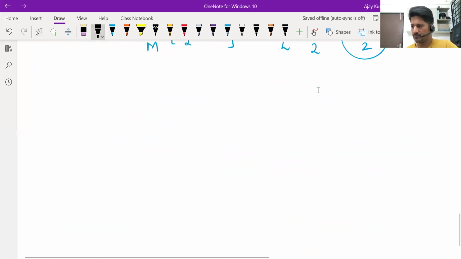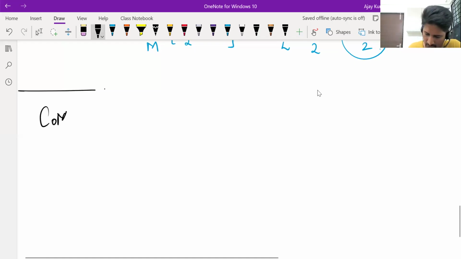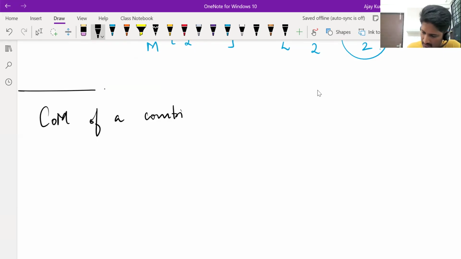We'll discuss one idea now, which will be useful for deriving center of mass of some other continuous mass distributions. Center of mass of a combination of systems.